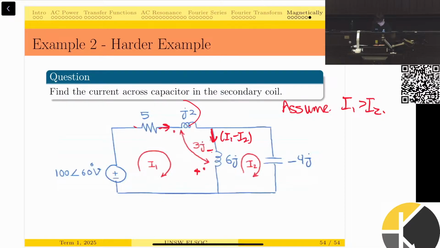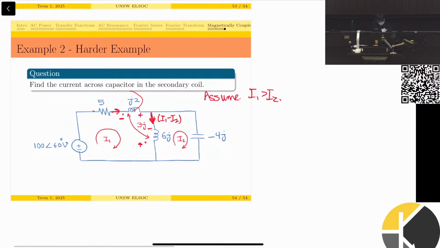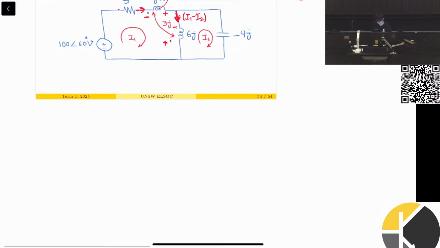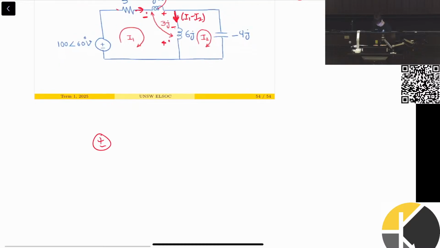So, as I was saying, this current flows into the non-dotted terminal, so this will have a negative polarity at this dotted terminal and a positive polarity here. This is getting quite complicated already, so I'm going to apply the equivalent model this time. So I'm going to add in my dependent sources.